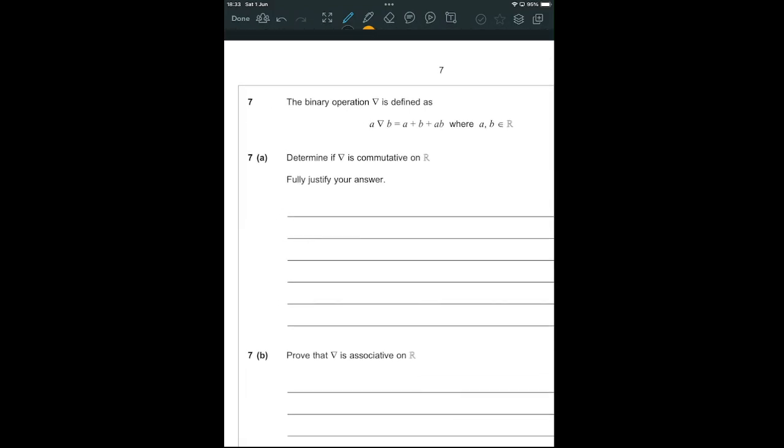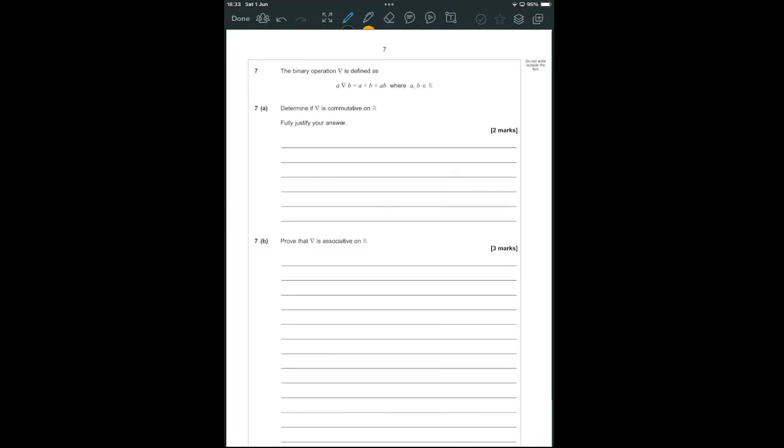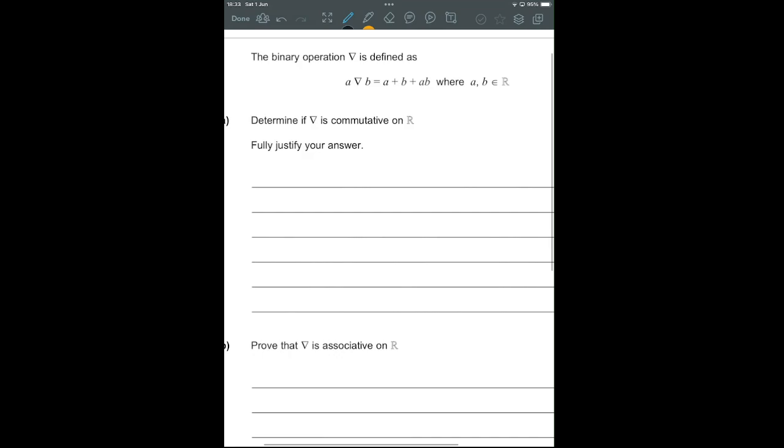Binary operation question. We have A triangle B. Well, that's actually the symbol delta, a capital delta in Greek. A delta B is A plus B plus AB. Determine whether it is commutative. Justify. So the commutativity statement is whether the order matters.